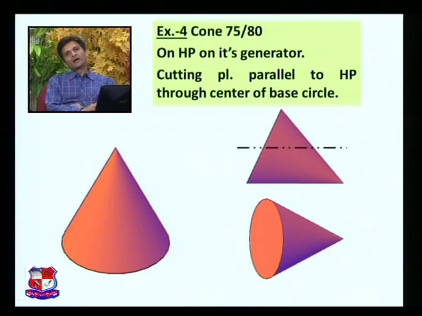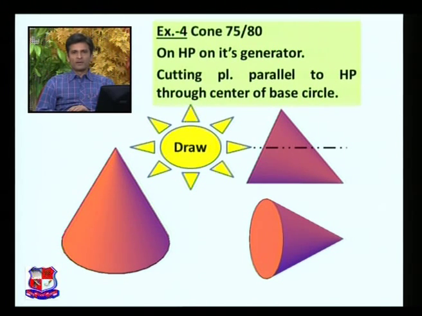And here the cutting plane passes through the center of the base circle. So the center of the base circle would be somewhere here, and from this point a cutting plane should be drawn like this. A horizontal line, or a line parallel to the XY line, represents the cutting plane of this cone. Now let me draw this problem to have hands-on experience and to draw its sectional top view and true shape of the section.